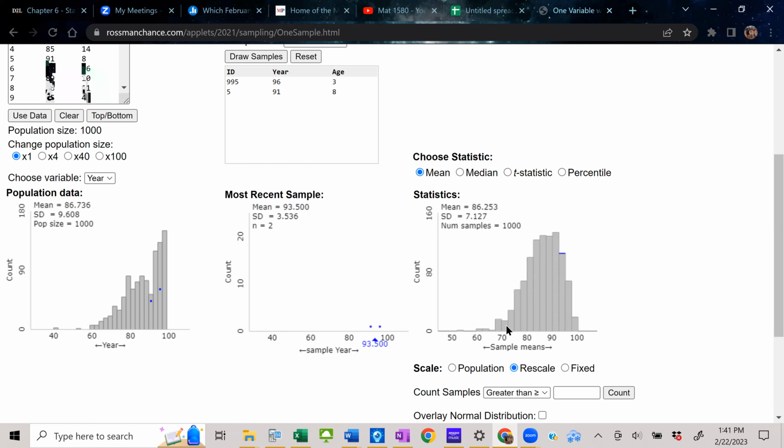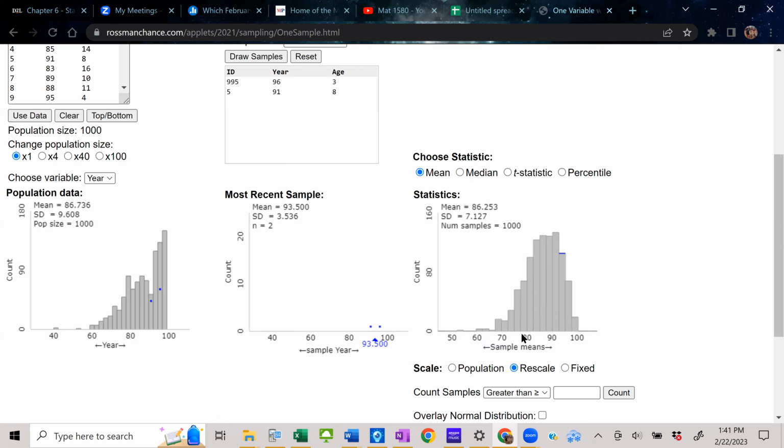Not exactly. What direction is it skewed? To the right. Left, which direction is it skewed? I said it's going towards the right.